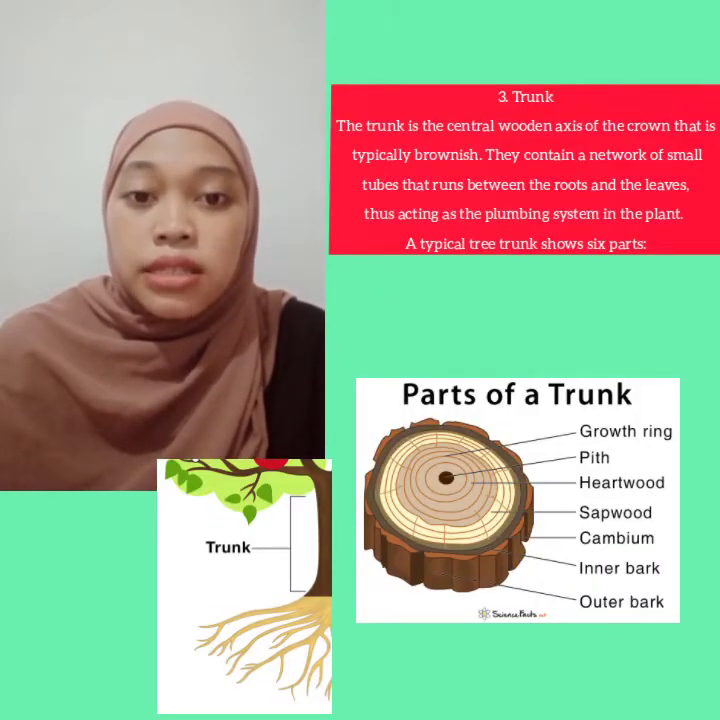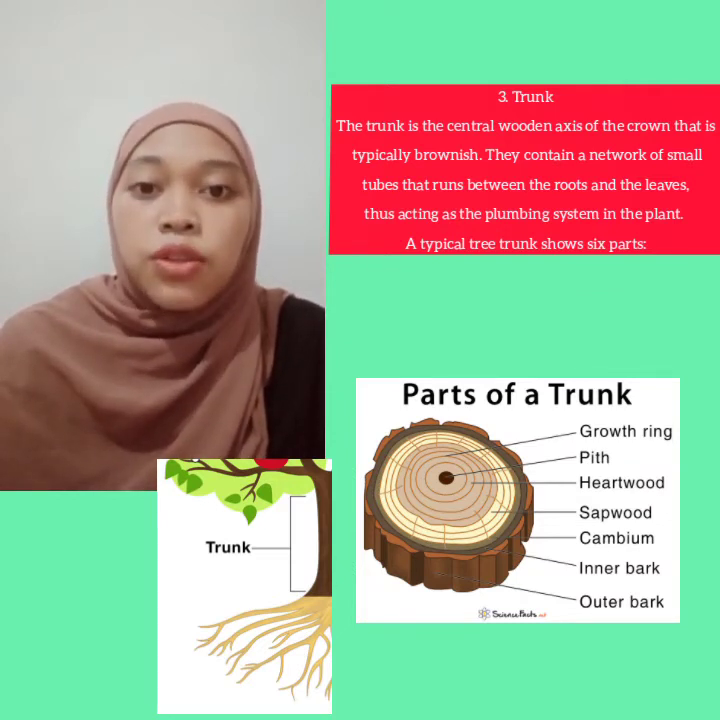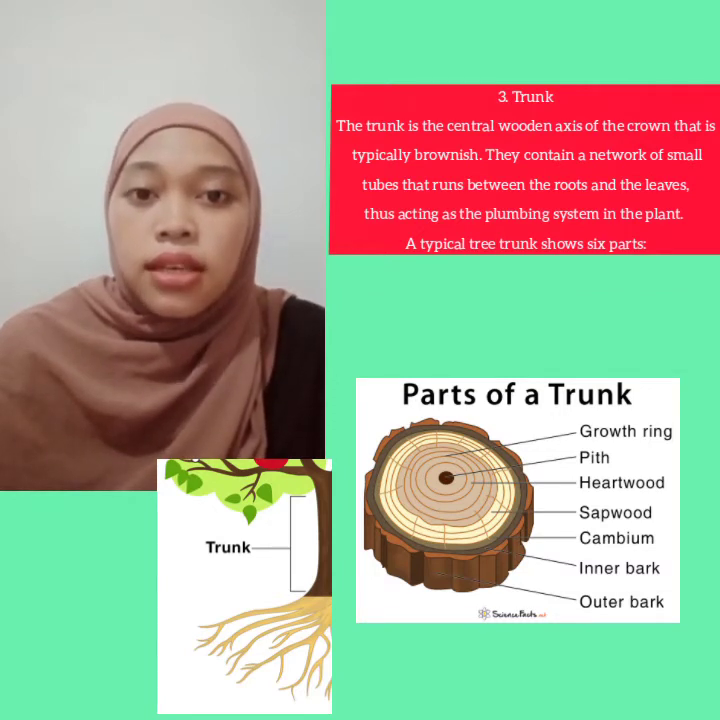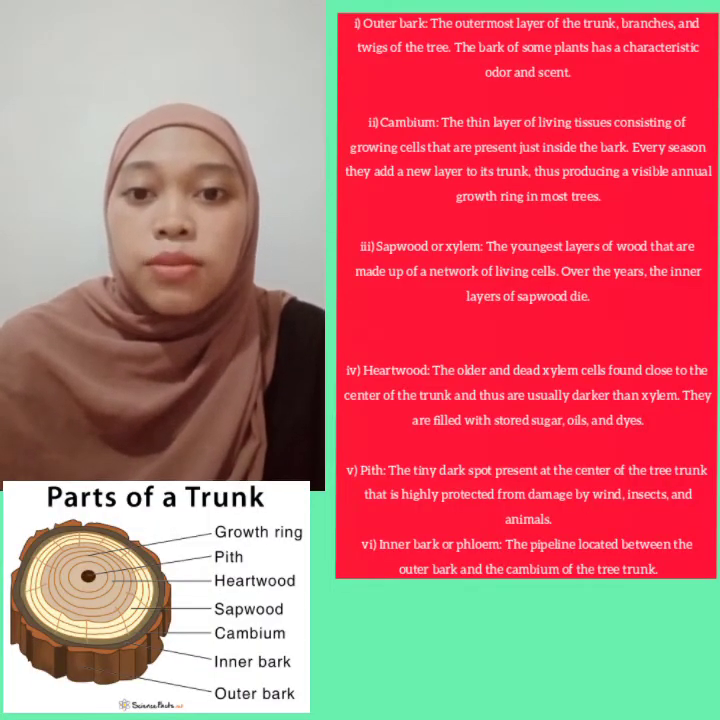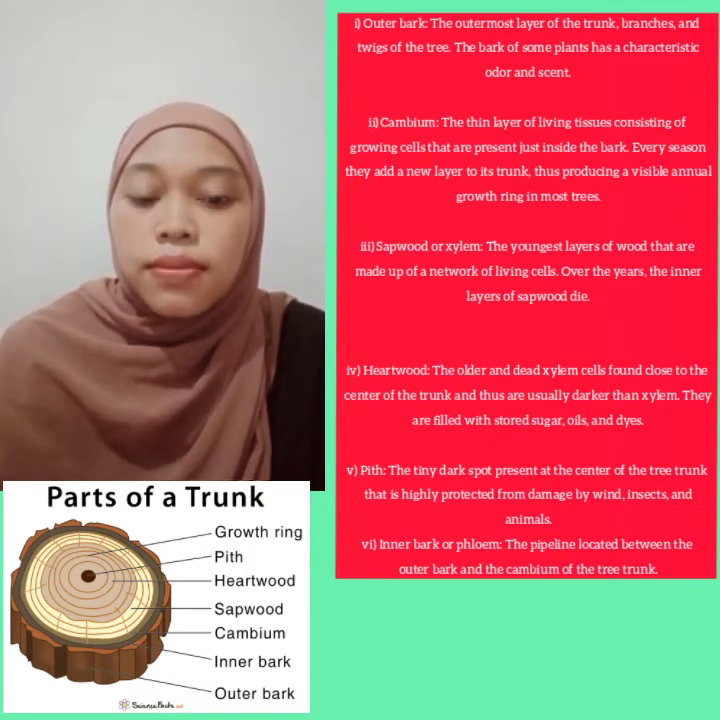The trunk is the central wooden axis of the crown that is typically brownish. It contains a network of small tubes that runs between the roots and the leaves, thus acting as the plumbing system in the plant. A typical tree trunk shows 6 parts. 1. Outer bark. The outermost layer of the trunk, branches and twigs of the tree. The bark of some plants has a characteristic odor and scent.